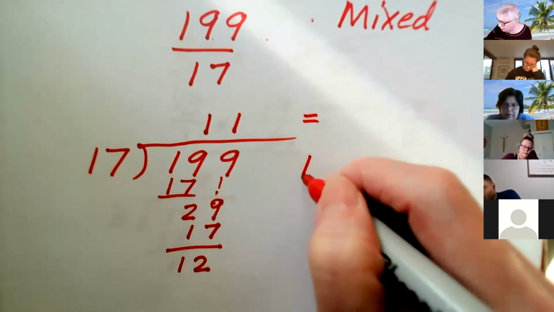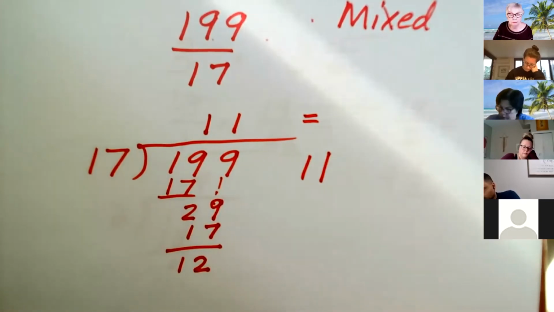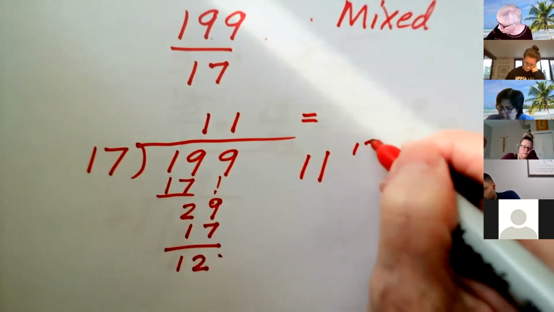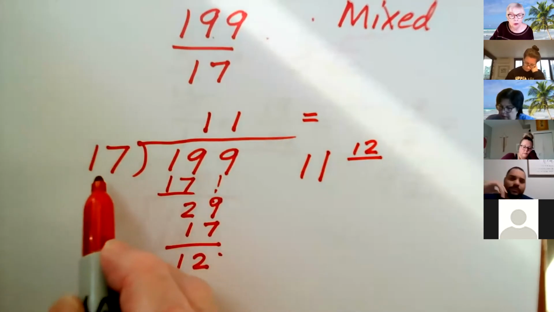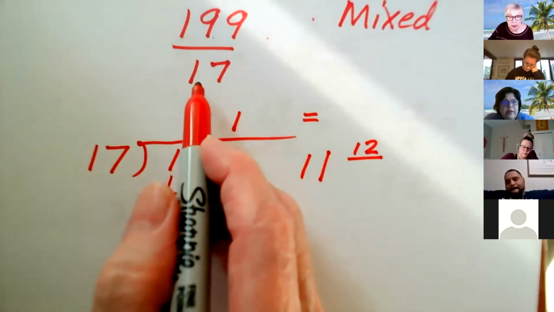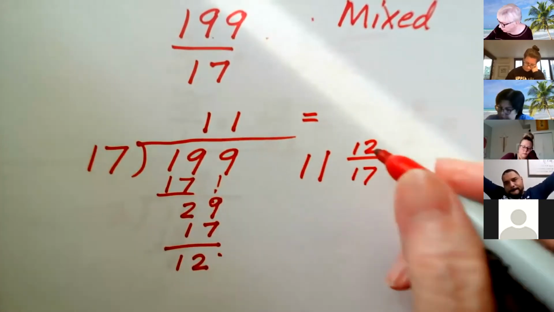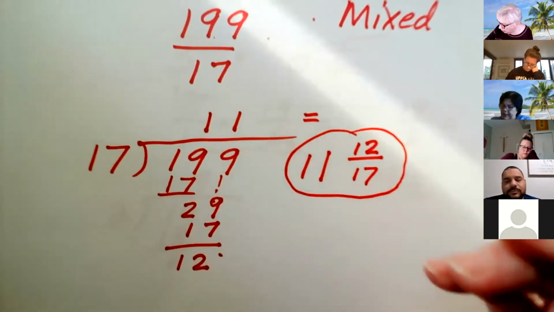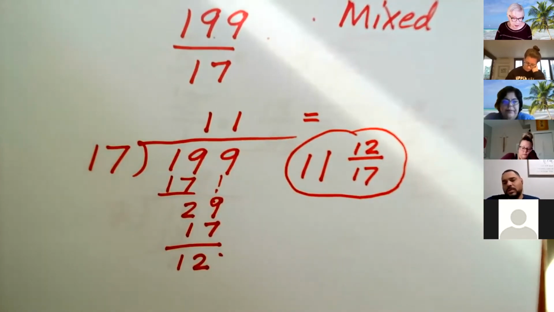So I'm ready to write the answer. It's 11, remainder 12, over the divisor 17, either place. This is your mixed number. And 12 over 17 doesn't reduce. I was looking to see if it did. It doesn't.